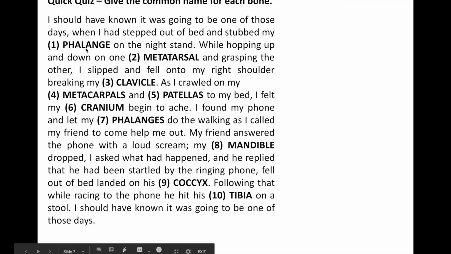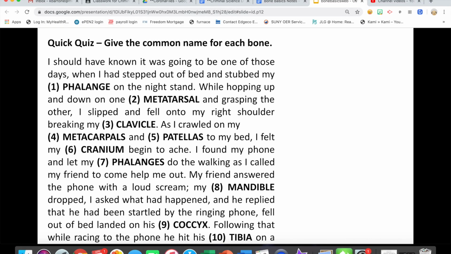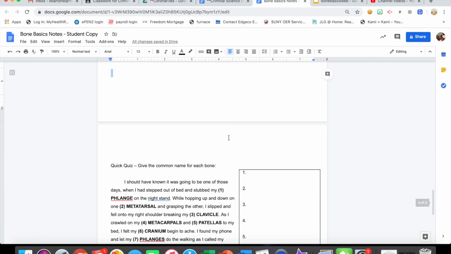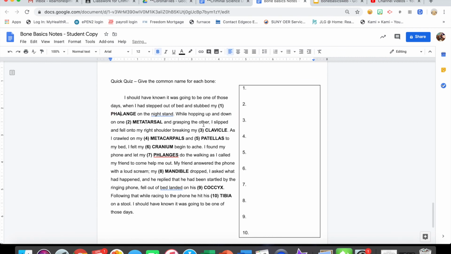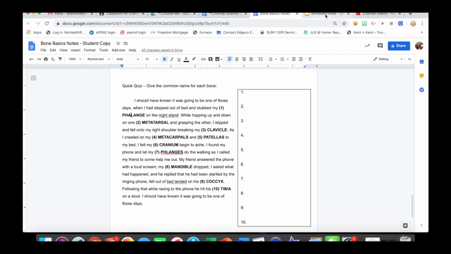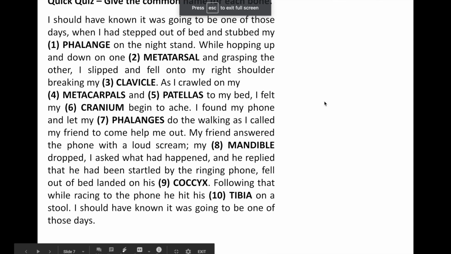So, the last part on your notes is the same thing here. I'm going to make this more editable, so you'll be able to click here and fill these in. You're going to read this part, pause the video, read and do your best to give the common name for each of these actual bone names. That's spelled wrong. There you go. And then when you are done, come on back over to the video and you can get the answers.